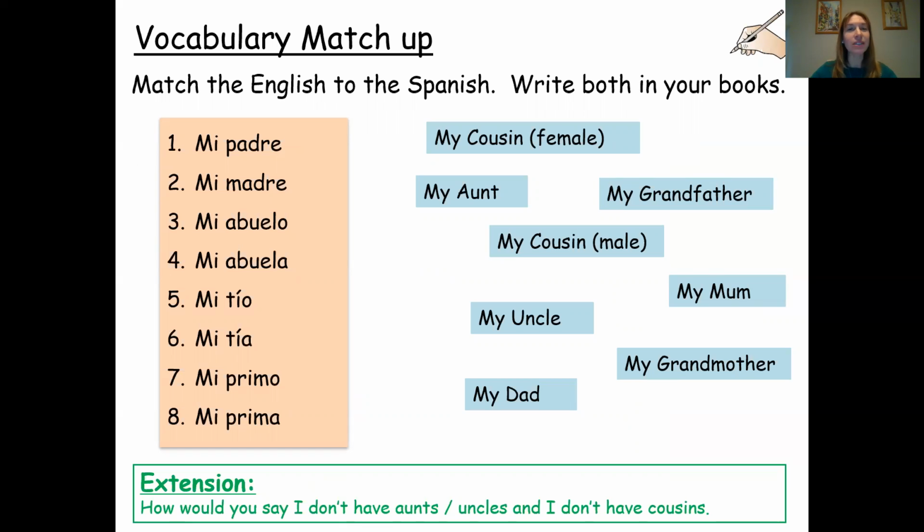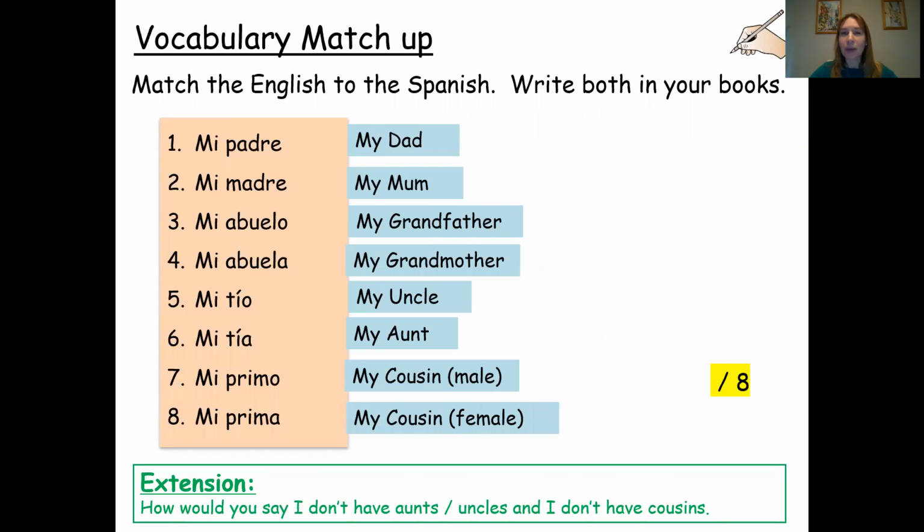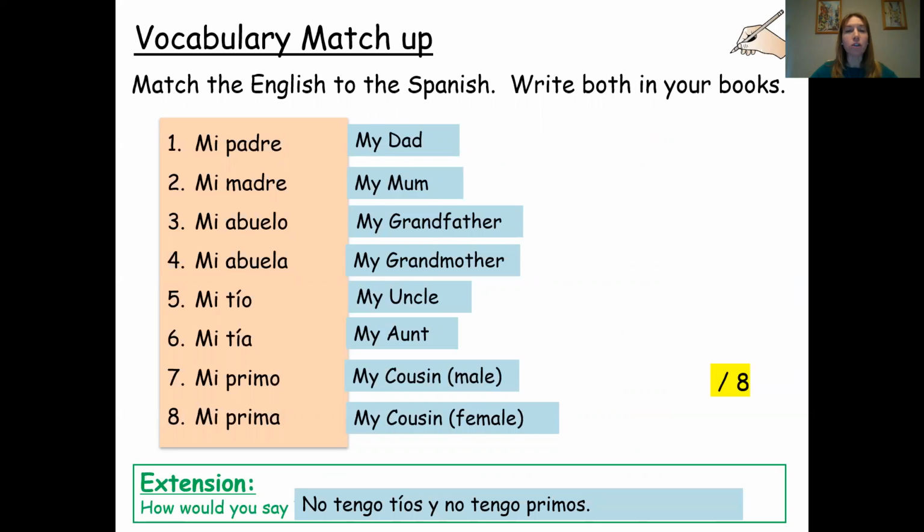Excelente, muy bien. Continuamos. Vamos a ver las respuestas. We'll look at the answers. So hopefully you match these up all correctly and give yourself a mark out of 8. So for the extension, I don't have aunts or uncles and I don't have any cousins. It will be no tengo tíos because you're talking about aunts and uncles together. Y no tengo primos, cousins, and they're clustered together using the male form primo, primos. Muy bien, continuamos.